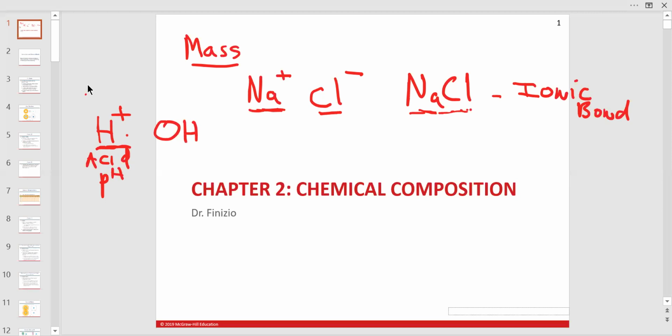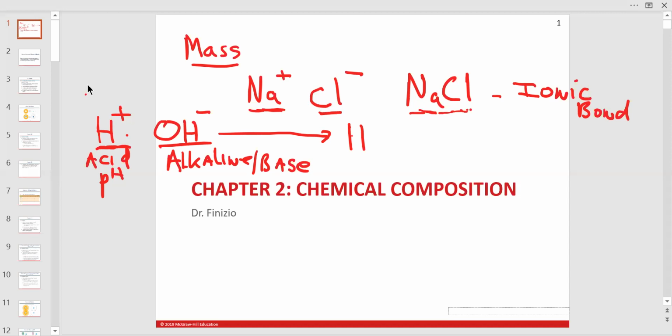Then you might see something like this. This is called a hydroxide ion. And this is more alkaline or base. Means the same thing. It's all about the base. So if I put those two together, what do we have? How many hydrogens do I have? Quickly, how many? 2. How many oxygens? 1. And what does that make? What's this molecule? Water. That's true. You got that right.